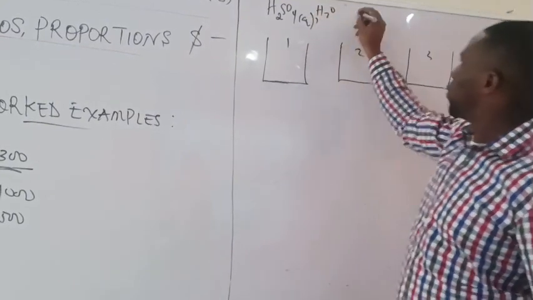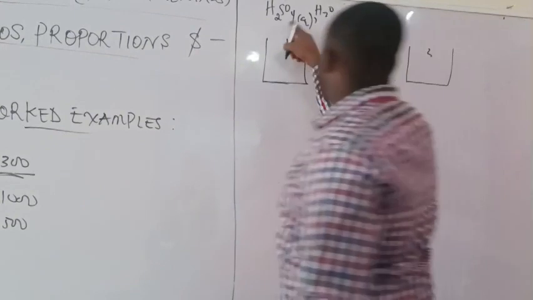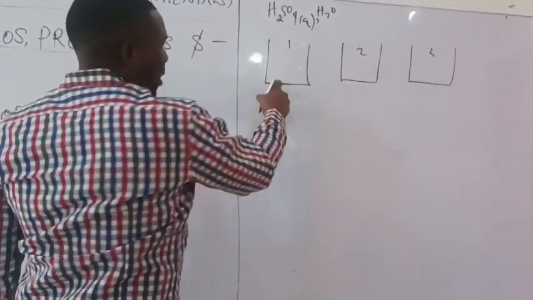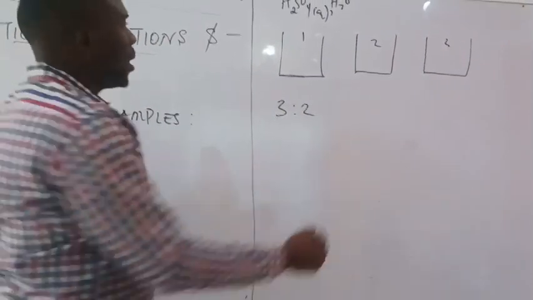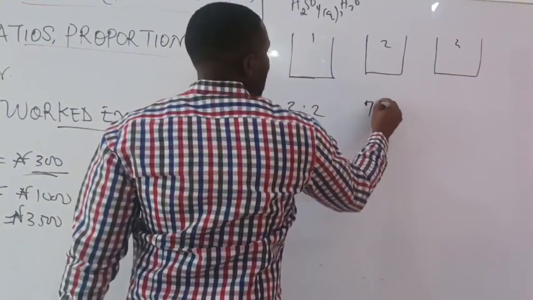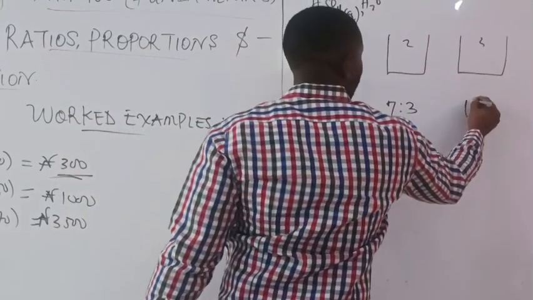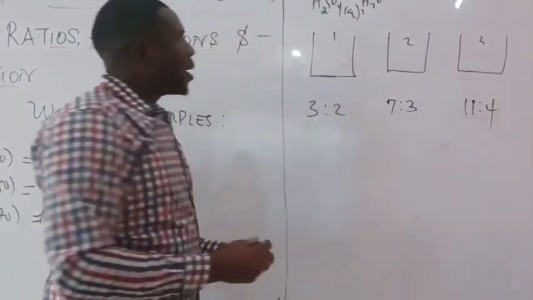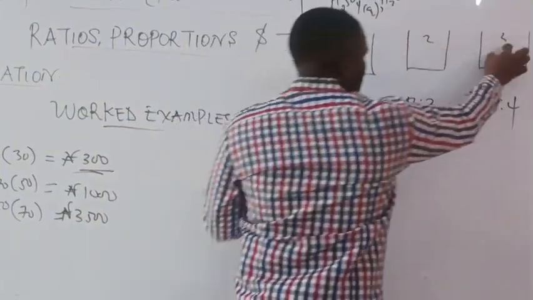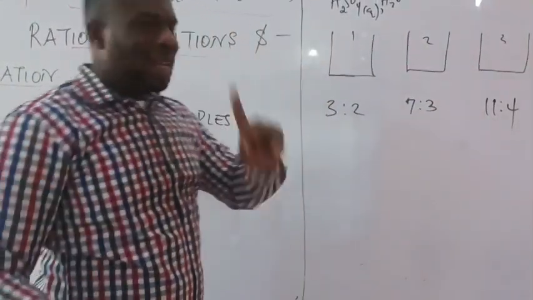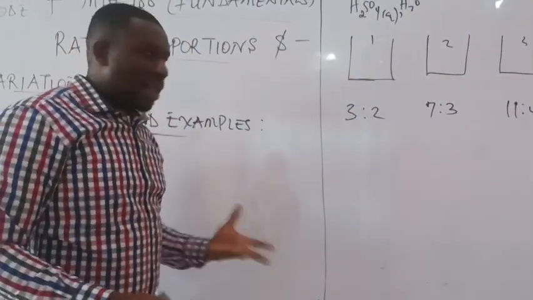These are the mixture. The same goes to this: sulfuric acid, water, sulfuric acid, and water. But the ratio of sulfuric acid to water in this container is 3:2, and for the second container is 7:3, and for the third one is 11:4. Now, if we mix everything all together, what will be the final ratio of sulfuric acid to water? It's an application question.